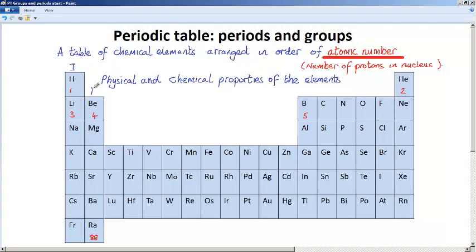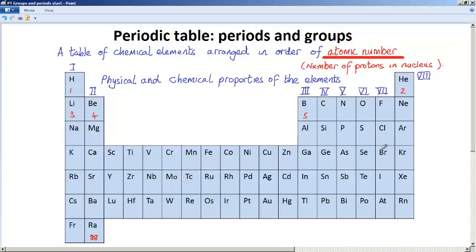This will be group 2, headed by beryllium. Then group 3, headed by boron. Then group 4, headed by carbon. Group 5 by nitrogen. Group 6 by oxygen. Group 7 by fluorine, and then I can't quite fit group 8 in here, but I'll write that by the side. This is group 8, which is the noble gases. We'll talk about the names of the groups in a minute.